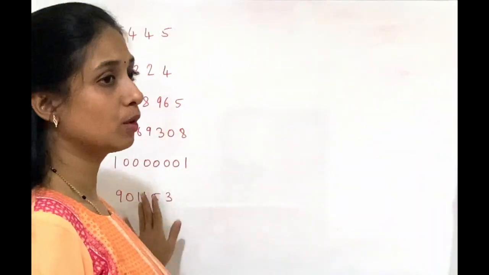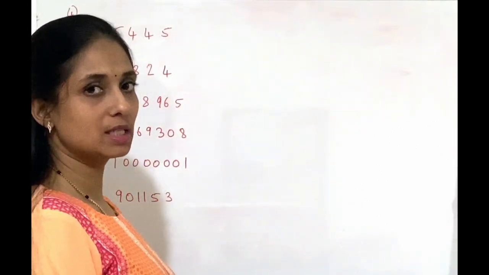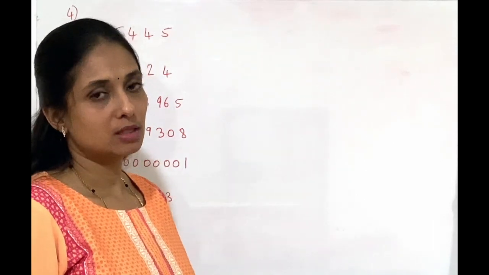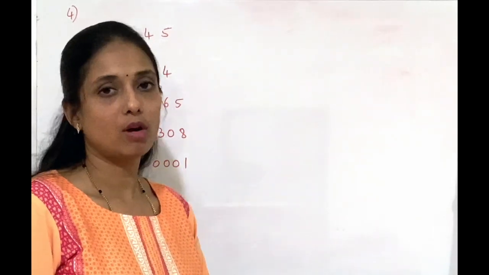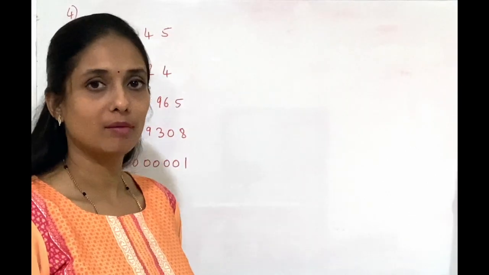We have to find out if all these numbers are divisible by 11. Okay, so first we have to add the alternate digits. Then those two sums, we have to find the difference. If that number is either 0 or any number divisible by 11, then this number is divisible by 11.